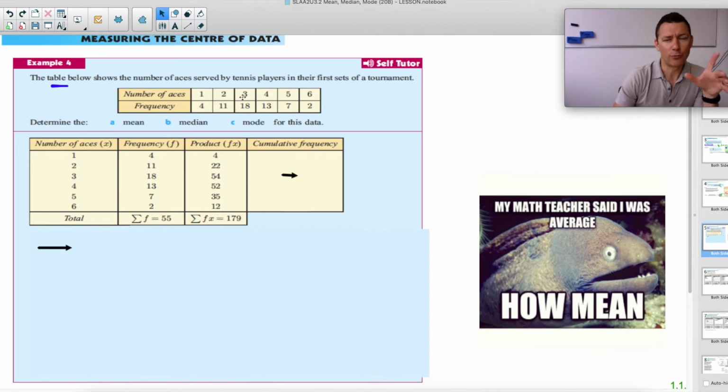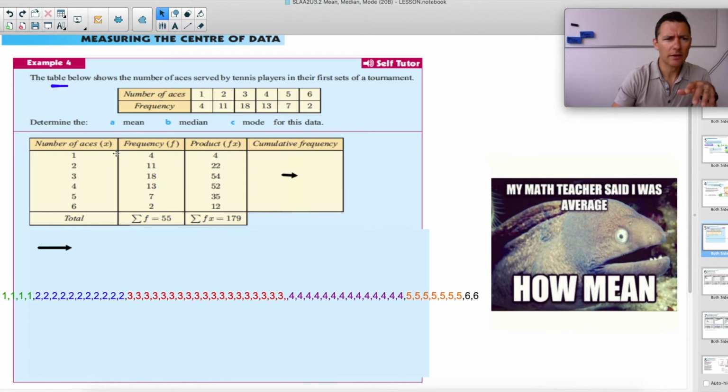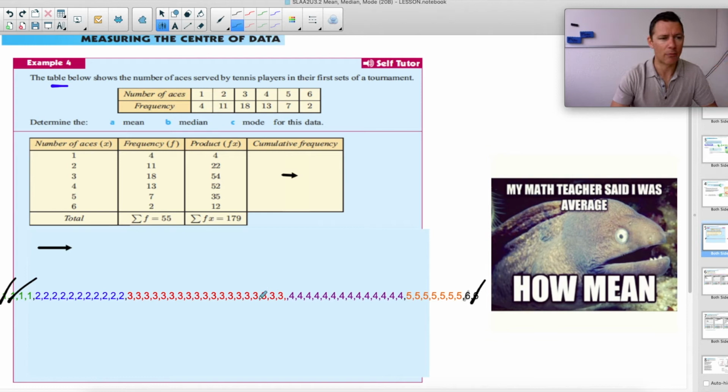One way to do this is to write out all of the data set. And here's the data set. This is 1 happens 4 times. 2 happens 11 times. 3 happens 18 times. And so you can see this happening there. One way to do this is to walk through and scratch 1 from that side, scratch 1 from that side, until you get someplace into the middle. You find the middle that way.